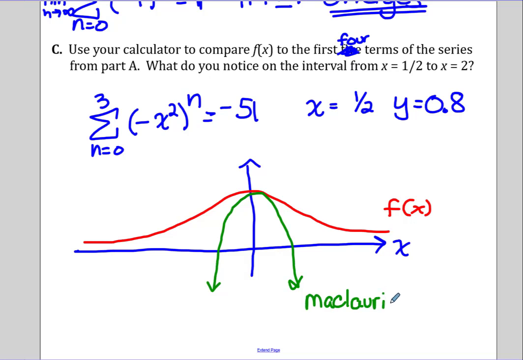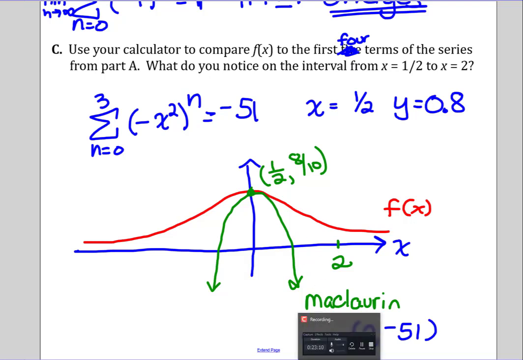So centered at the origin. So this point, 1/2 and 8/10 matched, but when we got over here to 2, the graph went rapidly down here. So at 2, out here at 2, on my Maclaurin series, my y value is -51. So that Maclaurin polynomial changed rapidly downward from our red original function.